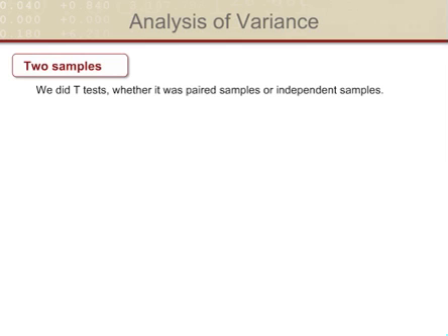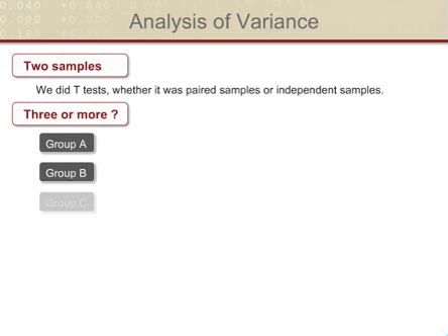So when we have 2 samples to test, we did t-tests, whether it was paired samples or independent samples. But what if we have 3 or more groups? Then what? Well, suppose we had 5 groups. I'll call them A through E.